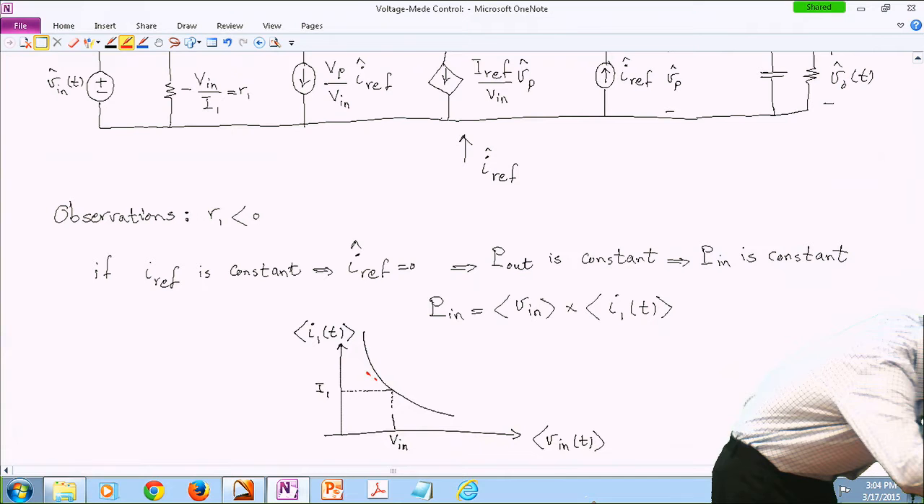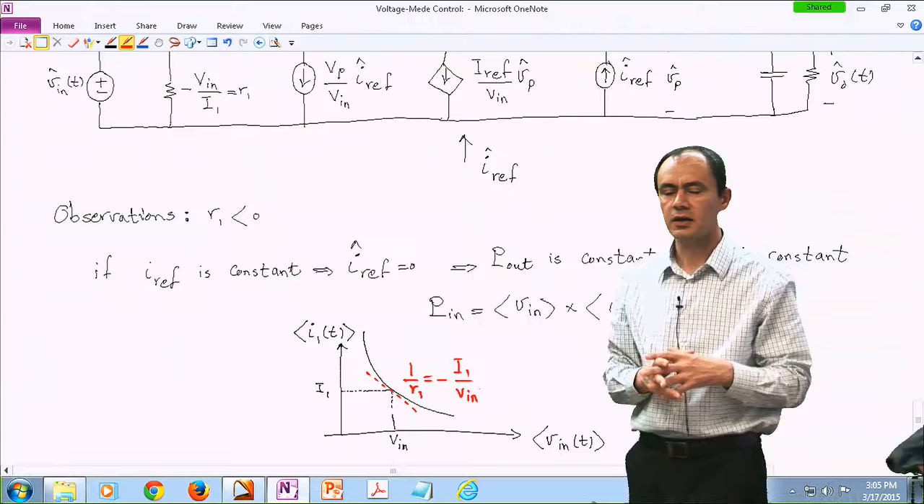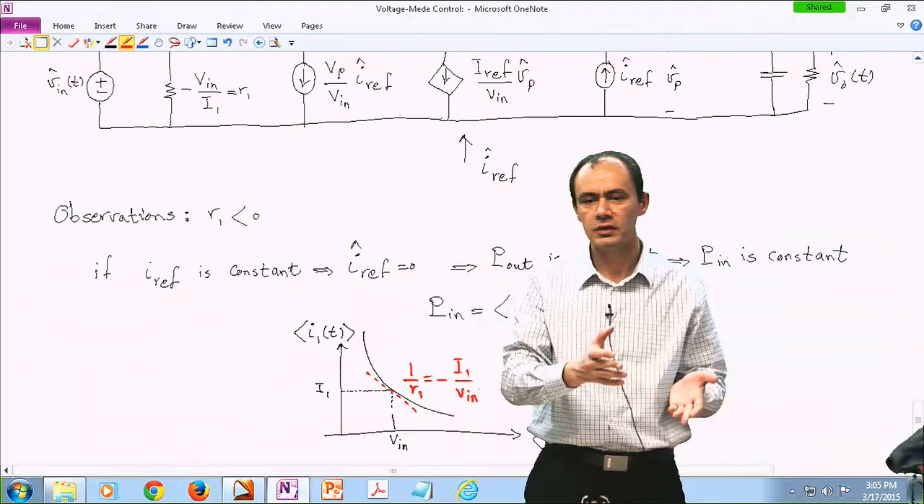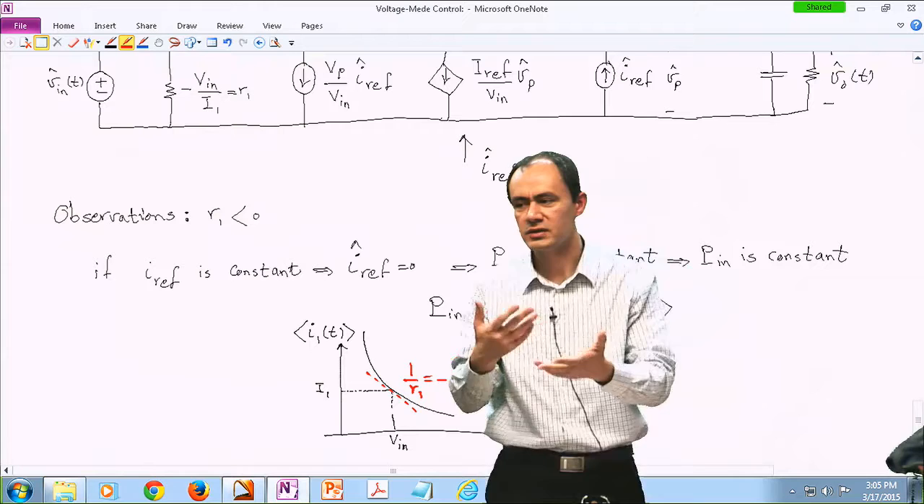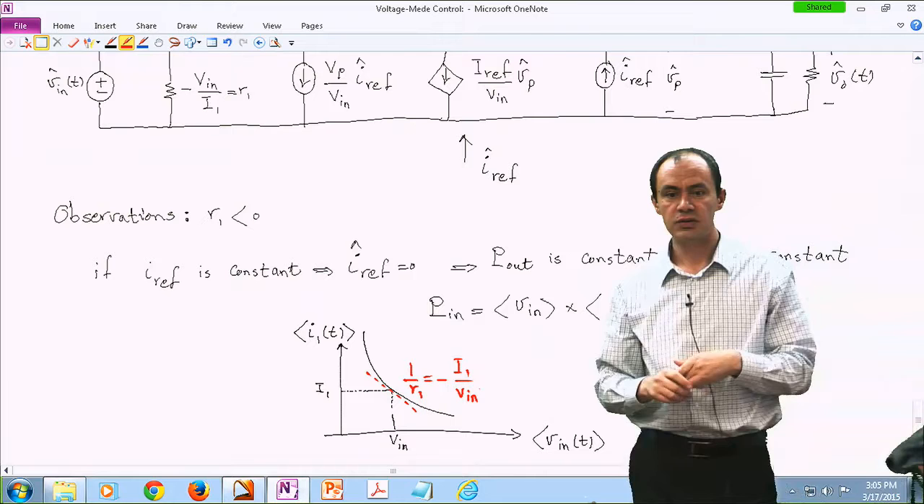Okay? And this slope happens to be 1 over R1. So this kind of explains this negative slope. If the reference current is constant, I'm dealing with a constant power load. If I increase the input voltage, because the power is constant, the current reduces. So it's like a negative resistance behavior in a small signal fashion. This was one of the observations we have on the input side. We almost have a negative resistance, basically.